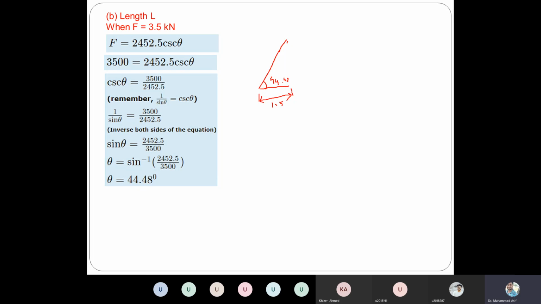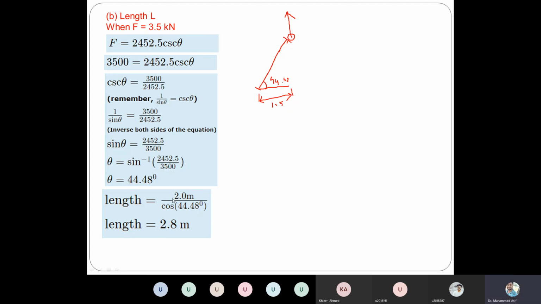So basically we want to calculate, this is point A. We want to calculate this length. How can we calculate this length? This is the hypotenuse, this is the base. So we can use cos theta. This length, let's say this length is AB, will be equal to 1.5 divided by cos 44 point something.